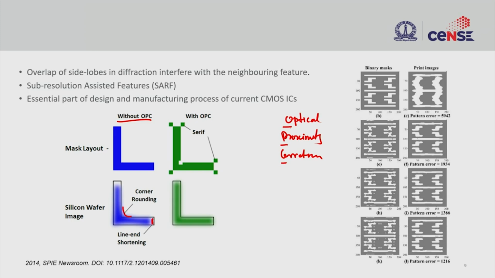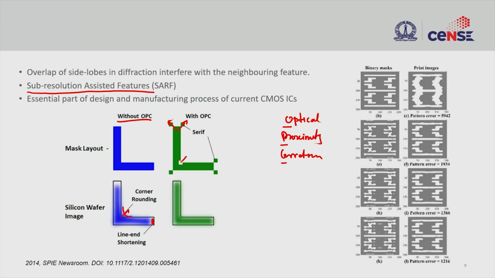So how do we handle this? The way to handle this is by adding assist features, what we call sub resolution assist features. And here, since your lines are getting shortened, we use these assist features to extend the line. So what we can do is we add these kind of sub resolution assist features in order to pull the light out. Similarly, in this corner you are getting structure outside your area of interest.